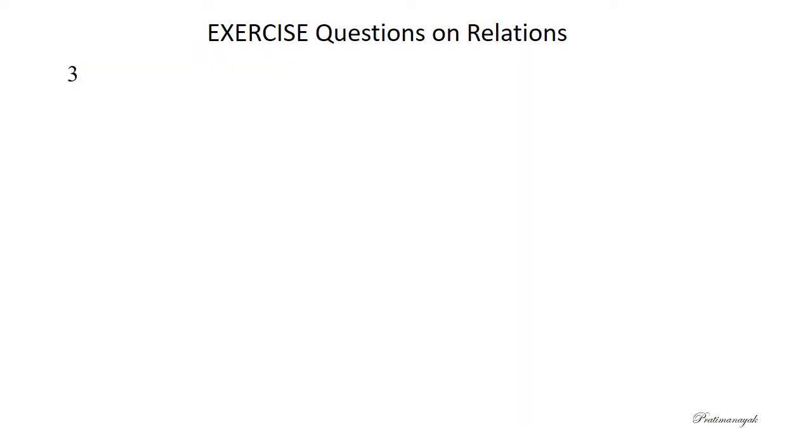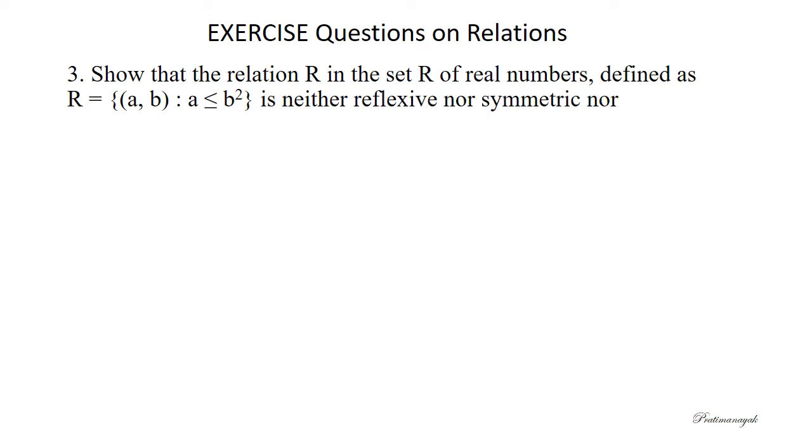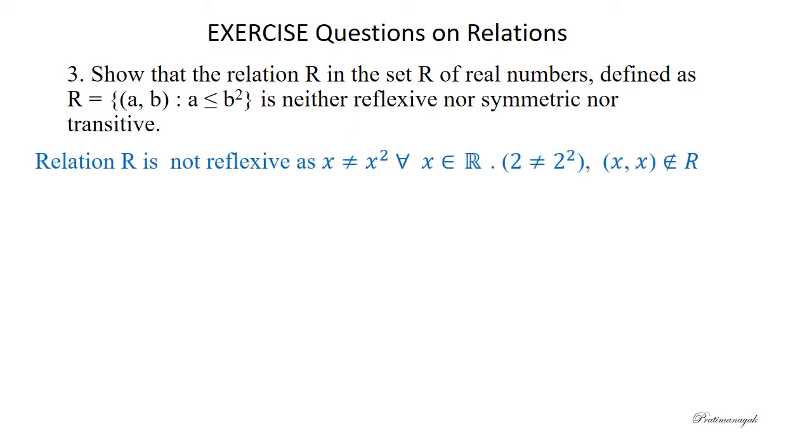So it is reflexive, symmetric and transitive. Next, the relation R in the set of real numbers defined as R = {(a, b) such that a is less than or equal to b square} is neither reflexive nor symmetric nor transitive. Now the answer is: relation R is not reflexive as x cannot be written as equal to x square for all x belongs to set of real numbers. We know that 2 is not equal to 2 square.